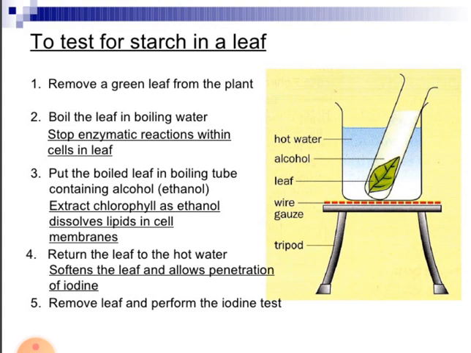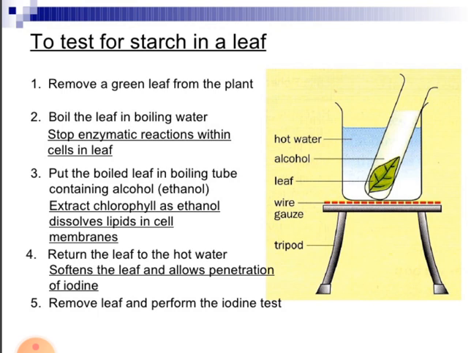Then we have the wire gauze and the tripod. Then you put a Bunsen burner under it, and it will boil. When you boil in ethanol, it extracts the chlorophyll in the leaf. That will enable your test to show forth at the end of the day. Now, 4, return the leaf to the hot water, which softens the leaf and allows penetration of iodine. So when you complete the boiling in step 3, you return the leaf to the hot water to soften the leaf and allow penetration of iodine.